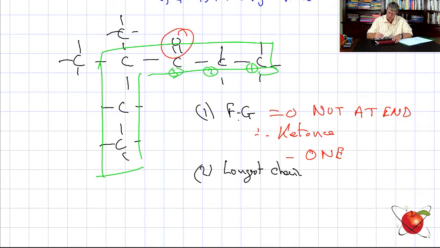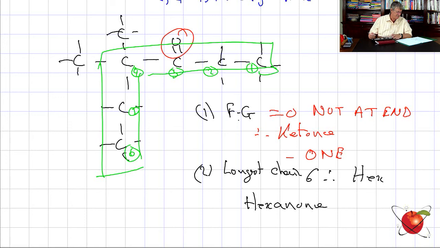1, 2, 3, 4, 5, 6. If I'd numbered the opposite way, I'd go 1, 2, 3, 4. It means it's one more. I always get it the shortest. So therefore, I've got the longest chain is going to be 6. Therefore, hex. So therefore, it's a hexanone. Okay, hexanone. But hang on, where is it? Because I have to say where it is now. So I can't just say hexanone. I've got to say it's a hex.